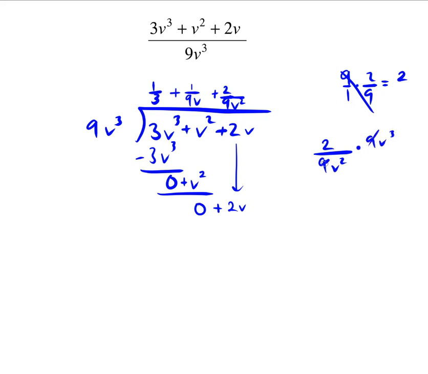My 9's are going to cancel out, and my v squared is going to cancel out 2 of my v's, right? If you want to see that happen, I get 2 over v times v times v times v times v, right? On this side, and so 2 of these cancel out with 2 of these, and I get 2v, right? Makes sense, which is what I wanted to get here. So 2 plus 2 over 9v squared. And so hopefully that made some sense to you.